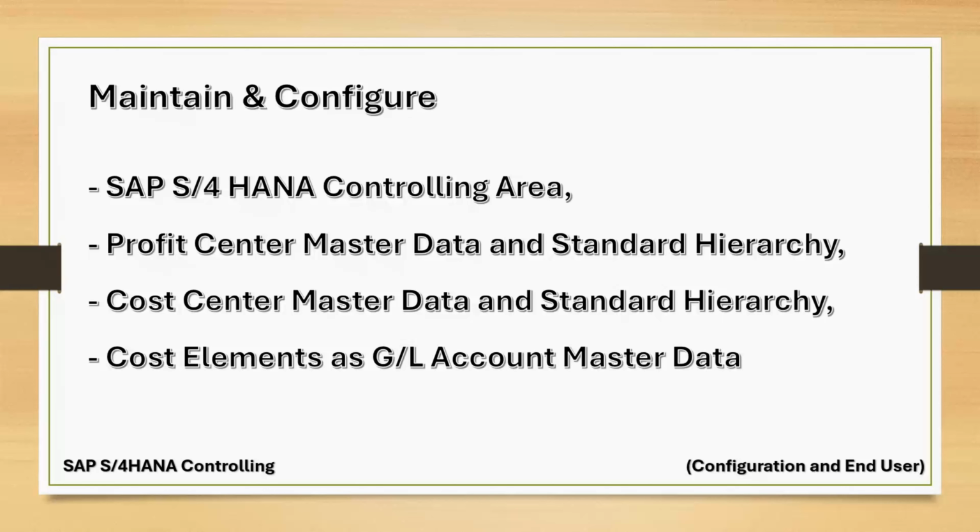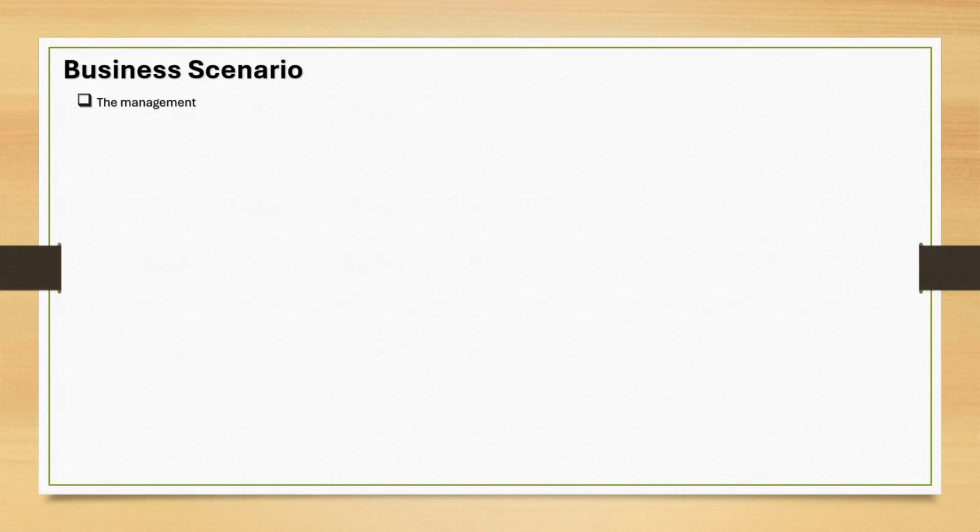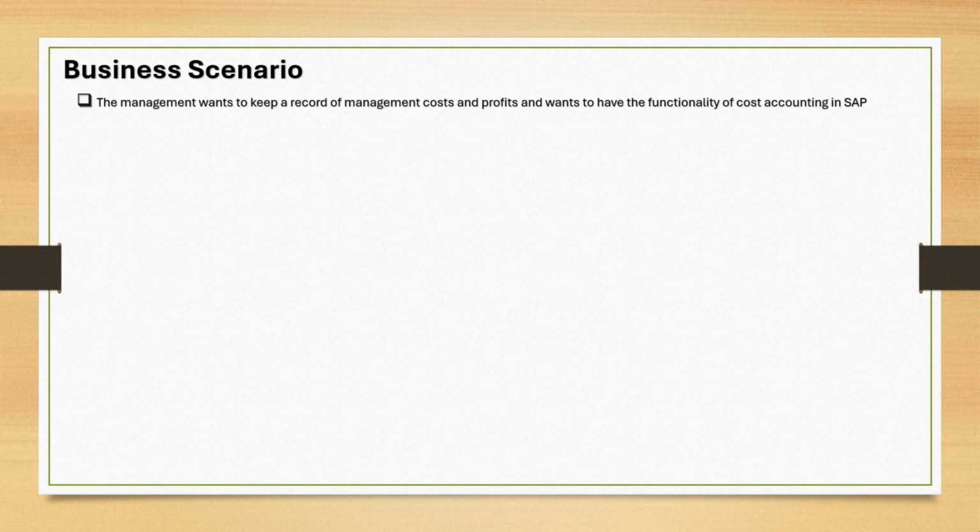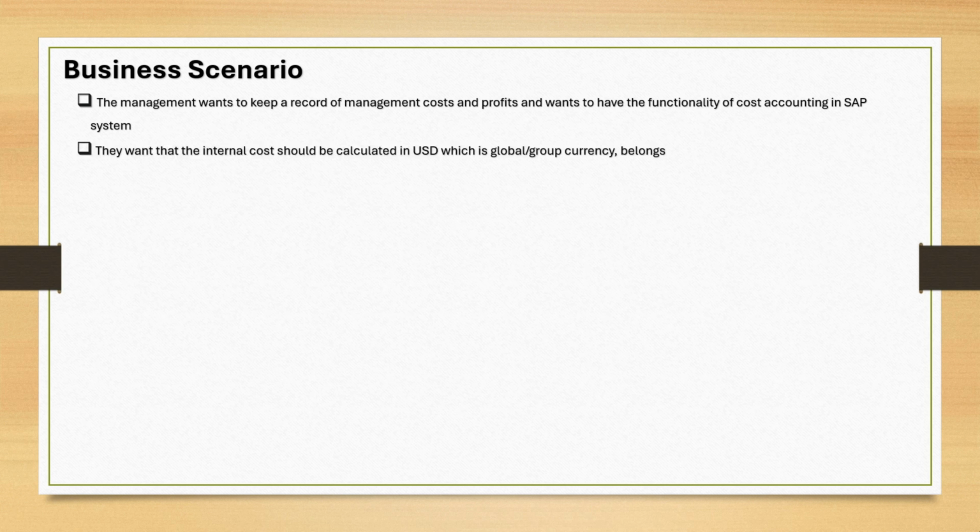Before I do that, here is the business scenario for why we need to create a controlling area. The management wants to keep a record of management costs and profits and wants to have the functionality of cost accounting in the SAP system. They want the internal costs to be calculated in US dollars, which is the global, or group, currency belonging to the parent company, that is the US S1.